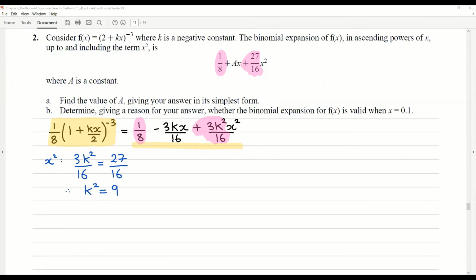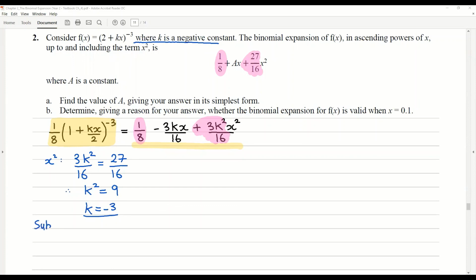And I'll just go back to the question. It says k is a negative constant. So if I take the root, I'm going to have to take the negative root here. Okay, we're going to dispense with the positive 3. So we have k equals negative 3. All right, now we weren't asked to find k, we were asked to find a. But we can use what we've just found and substitute it into the coefficient for x. So let's make a note of that.